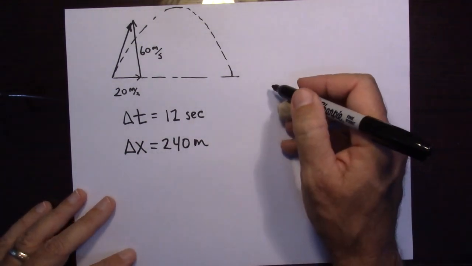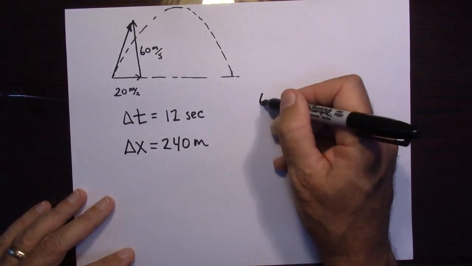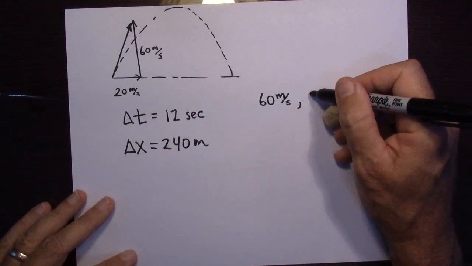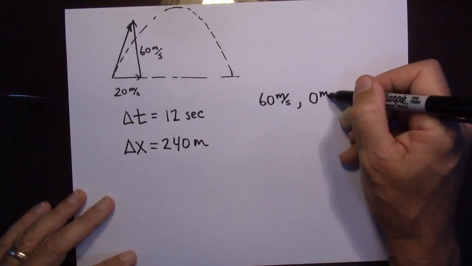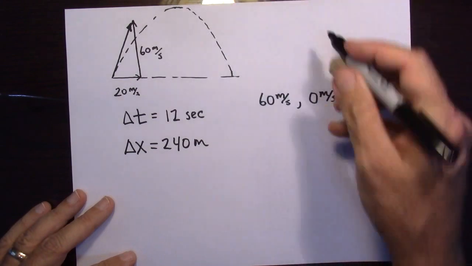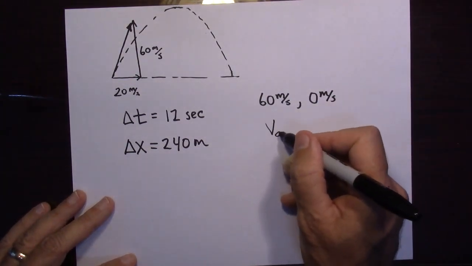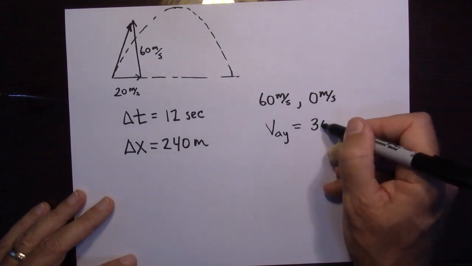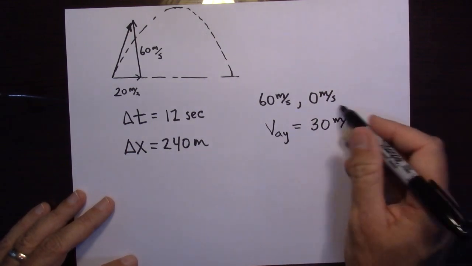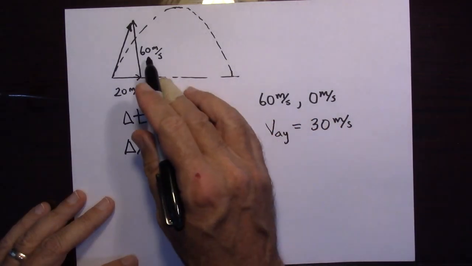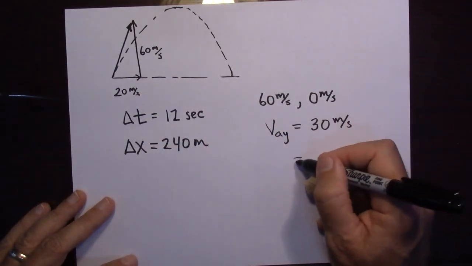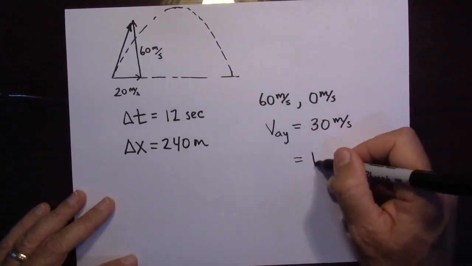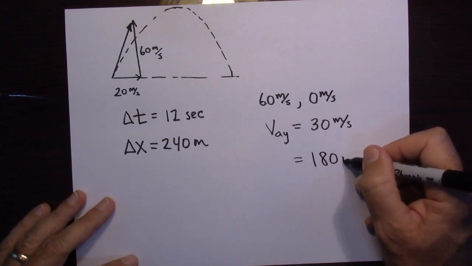Okay, what about the height? Well, you're starting out with an initial velocity in the y direction of 60 meters per second, and your final velocity is 0 meters per second at the top. At the very top, it's 0 meters per second. So your average velocity on the way up in the y direction is 30 meters per second. Okay, if you go 30 meters every second for 6 seconds, you'll go 180 meters in the air. You're going way up there.